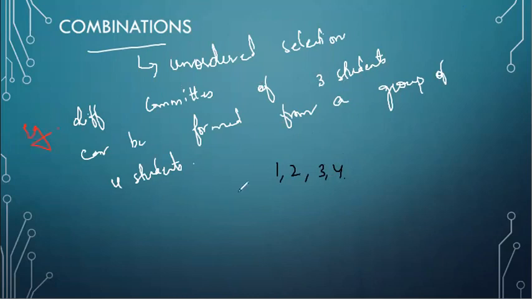So one of the committees will be 1, 2, 3. The other can be 1, 3, 4. And the next is 2, 3, 4. And then finally 1, 2, 4. Now another thing to be noticed over here is 1, 2, 3. If you are taking student 1, student 2 and student 3, it is the same as taking either student 3, 2, 1 or even 2, 1, 3. That is, any which way you select the students, the committee will remain the same.